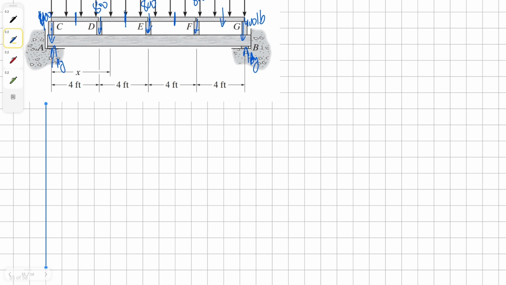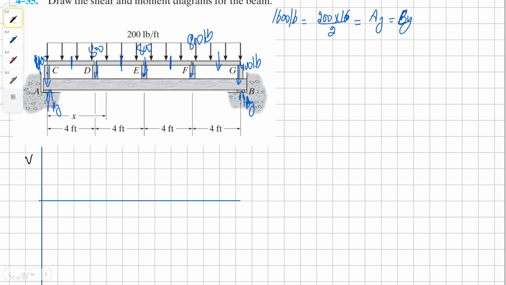We're going to begin with shear. So for shear, we're going to begin at negative 400, and then we have positive 1600, so we're going to begin at 1200. Okay, this is our 1200. And then there's nothing happening for 4 feet. Then we're going to go down by 800 pounds, and that will bring us to 400. Then nothing happening again for the next 4 feet. We're going down 800 pounds, so I'm down to negative 400.